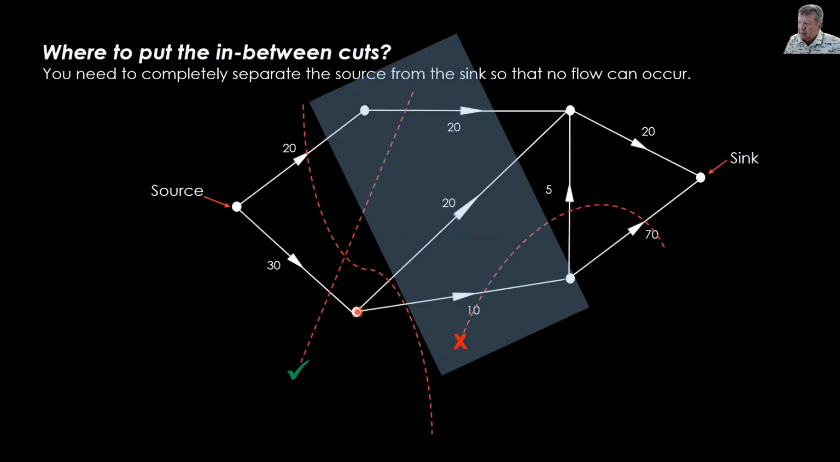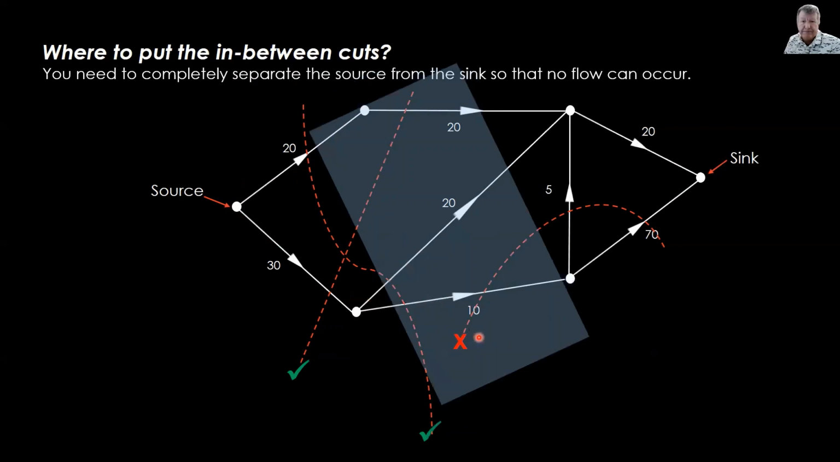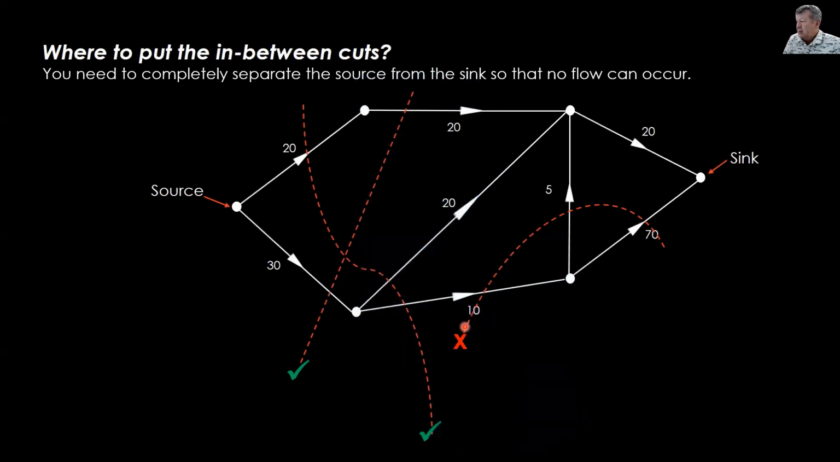This one goes from the source to the sink. That's fine. This one goes from the source to the sink. That's fine as well. So that's a good cut. All right, let's look at one more. Straight through here. Hang on, we might get rid of this dodgy cut down here first. There we go, make it easy to see.